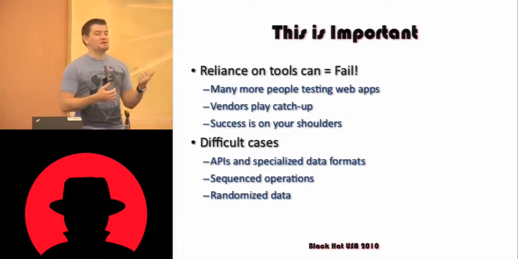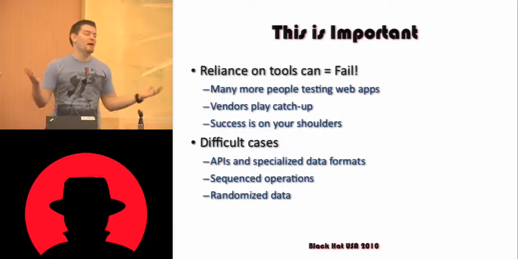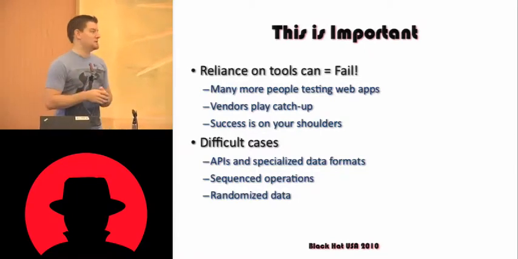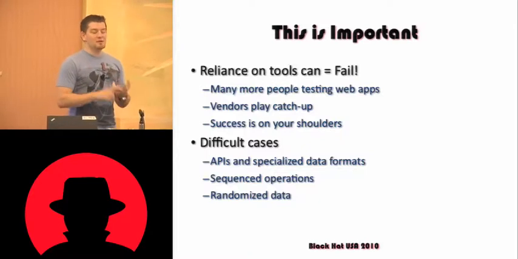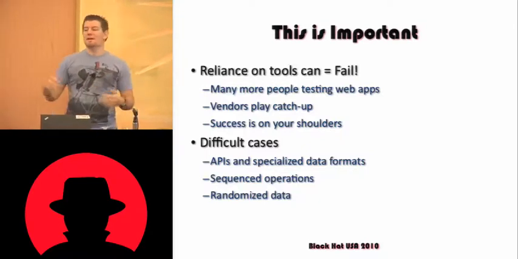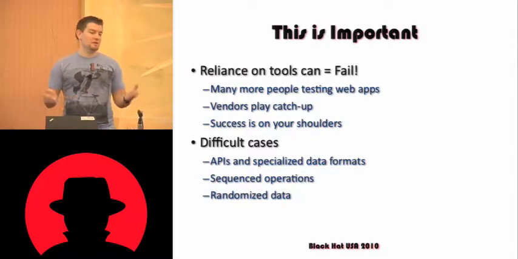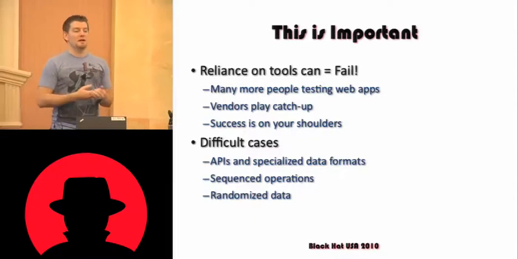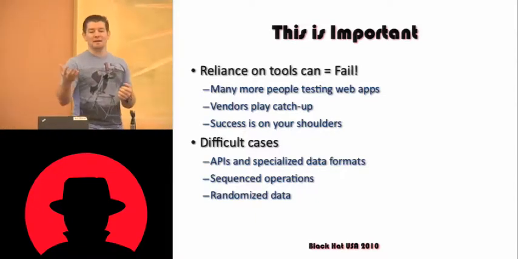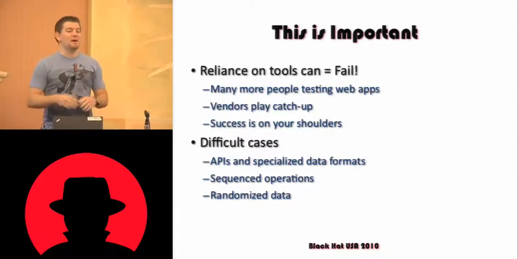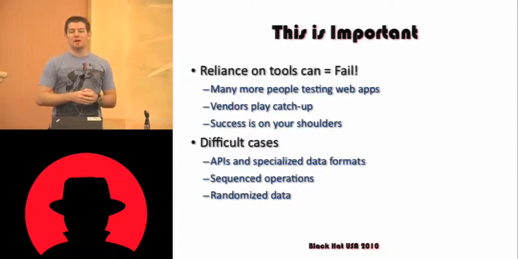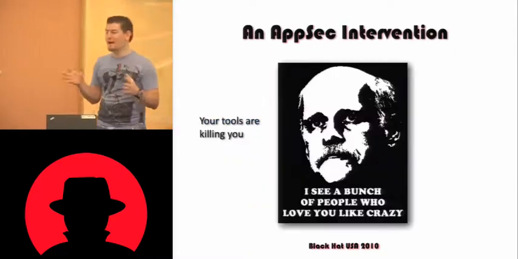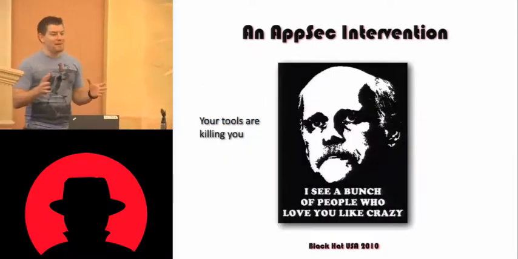There are also difficult cases where standard toolkits fall flat on their face, or don't have any visibility into what the application is doing. You have APIs and specialized data formats and protocols that your standard vulnerability scanners just don't understand. You also have things like sequenced operations and randomized data. If a tool can't replay an attack, which is how a vast majority of tools work, then you're not going to find the vulnerabilities. So basically, we want to have an AppSec intervention.